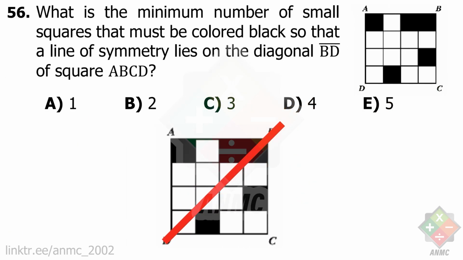Let's color the diagram. Depends on symmetry. So we need to color this one, this one, this one, and this one. Totally how many squares have we colored? 4. The answer is 4.